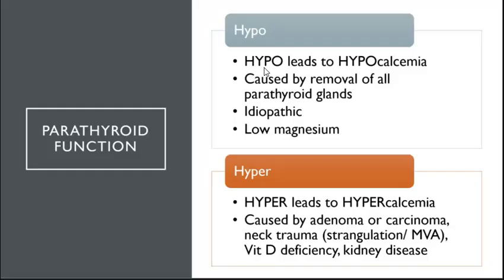Hyperparathyroid leads to hypercalcemia. So that's your stones, groans, thrones, bones, psychiatric overtones. Anytime something is hyper secreting from the gland, I like to say that there's probably a tumor there. It doesn't mean that there always is, but it could be a tumor. That tumor is pushing on that gland, and it's going to start secreting more hormone out. So caused by an adenoma or carcinoma, neck trauma, strangulation, motor vehicle accident.